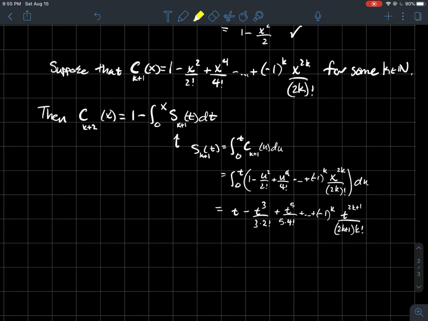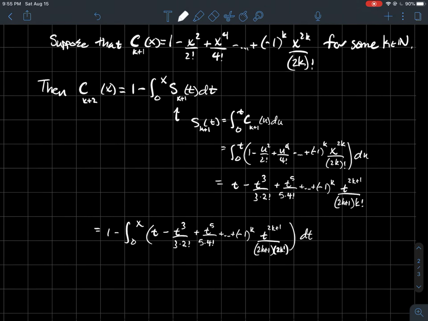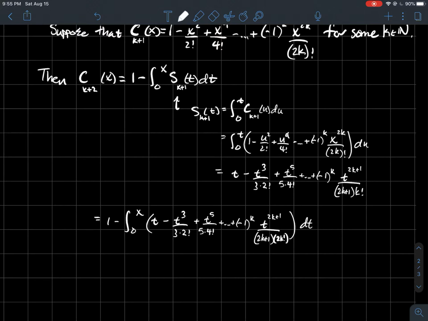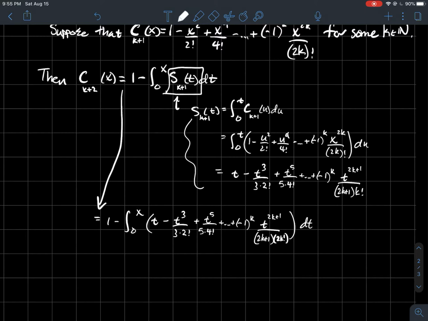Okay, so I think I missed a 2k somewhere. Yeah, I think I have a typo. There should be a 2 right there. Anyway, we'll keep going here. So what have I got? Now what we'll do is we'll bring this back in. So that was just a little side computation to justify that this should be equal to 1 minus the integral from 0 to x now of this expression, which is right here. So I hope that makes sense. All this was scratch work for what does S_{k+1} look like?